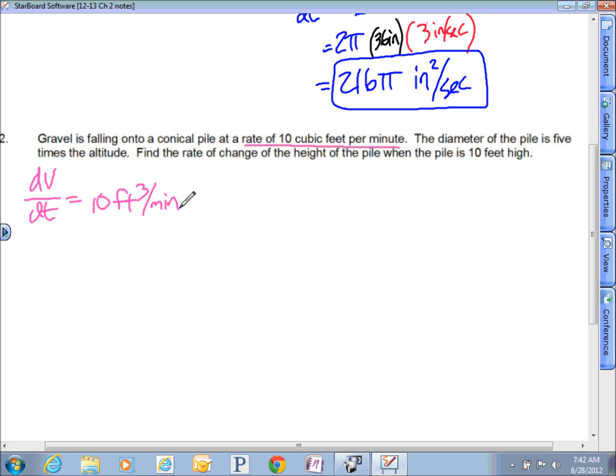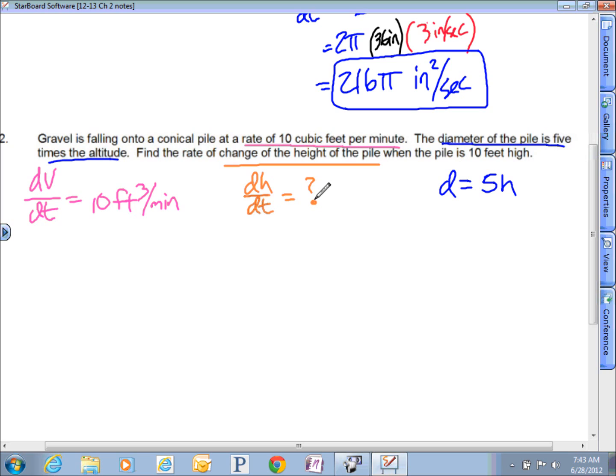The diameter of the pile is 5 times the altitude. Let's translate that. Diameter of the pile is 5 times the altitude. So altitude, I'm going to call it height. D for diameter equals 5 times the altitude, which we'll call h. Find the rate of change of the height of the pile. The rate of change of the height of the pile. How about dh/dt when the pile is 10 feet high? Is the pile always 10 feet high?